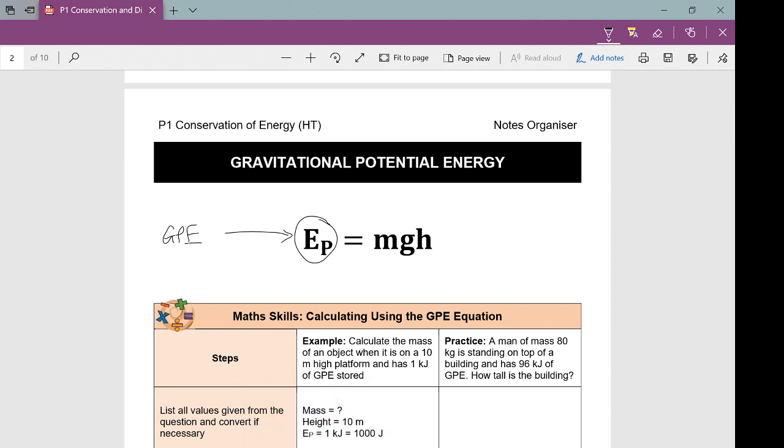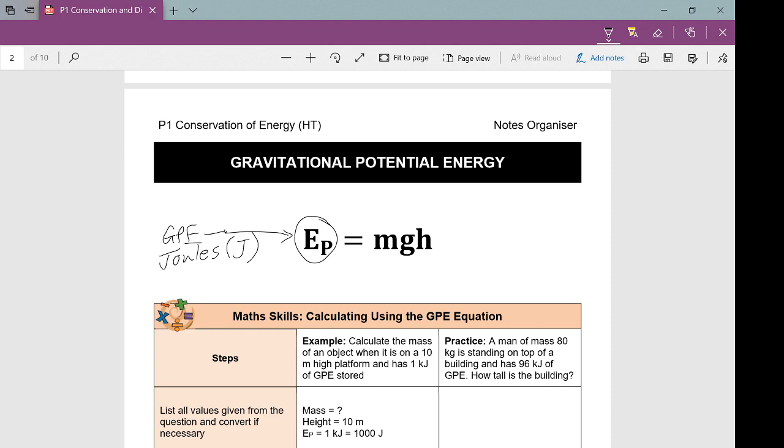Okay. So GPE, gravitational potential energy, and because gravitational potential energy is a type of energy, we measure it as we measure all types of energy in joules. Now, if something has more gravitational potential energy, it depends on three main factors. One factor is how heavy it is, its mass.